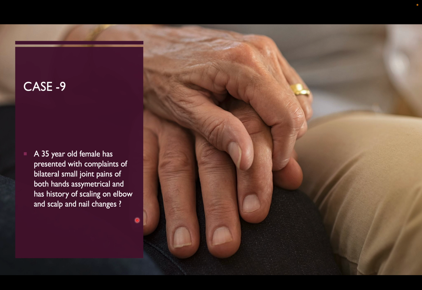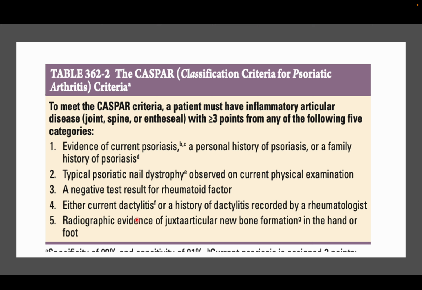Rheumatoid generally involves joints symmetrically and classically spares the DIP joints, but psoriatic arthritis also involves the DIP joints. This is a classical case of psoriatic arthritis. You can see the history of scaling in the elbow and scalp, all the skin lesions are there, and nail changes are there. It is a classical case of psoriatic arthritis where asymmetrical involvement is more common. Rheumatoid arthritis spares the DIPs, psoriatic arthritis involves the DIPs. So this is a case of peripheral SpA, a case of psoriatic arthritis.